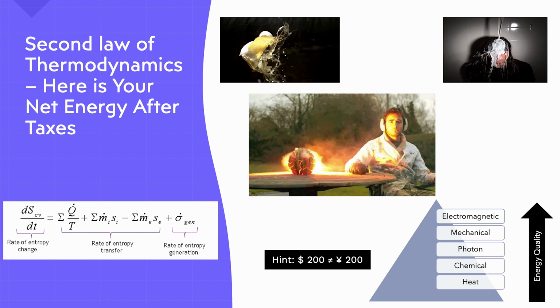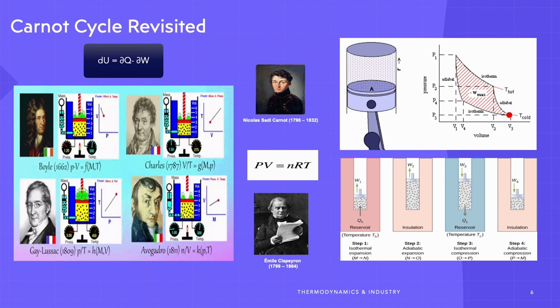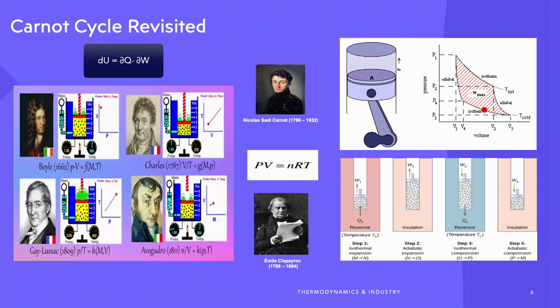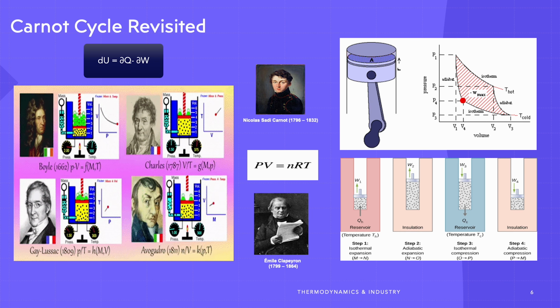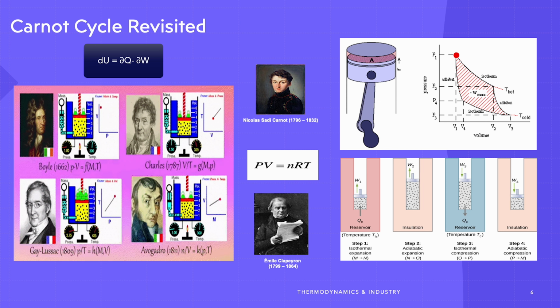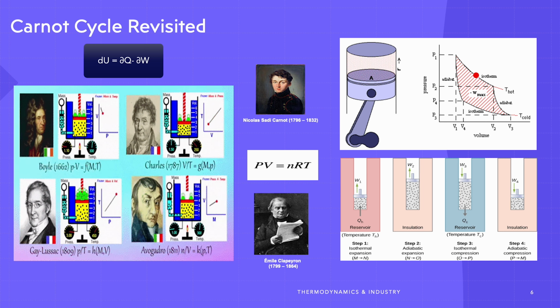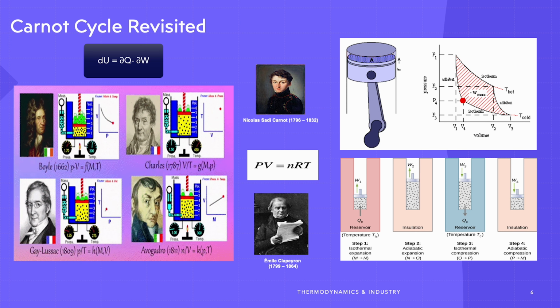And with the first law formula combined with work of Carnot, Boyle, Charles, Gay-Lussac, and Avogadro, Emil was able to analytically formulate the ideal gas law and consequently build the famous PV diagram of that cycle, consisting of the two isothermal and two adiabatic expansion and compression steps.